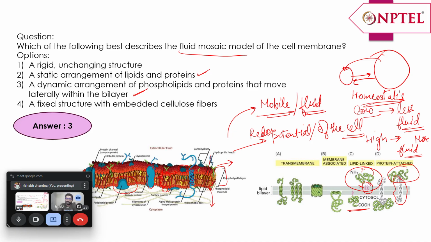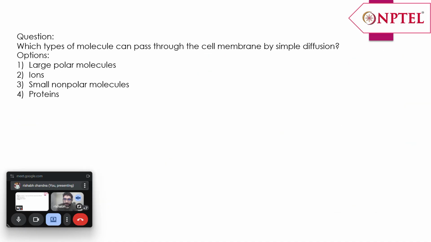So if no doubts, then we'll move on to the next question. Which type of molecule can pass through the cell membrane by simple diffusion? So, what can be the correct answer? Okay. Anyone answers?